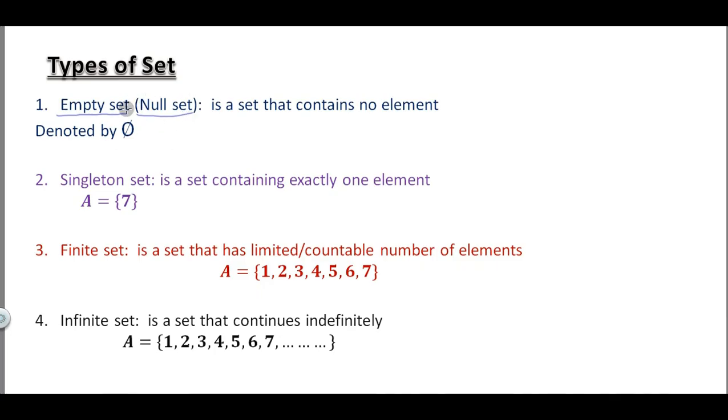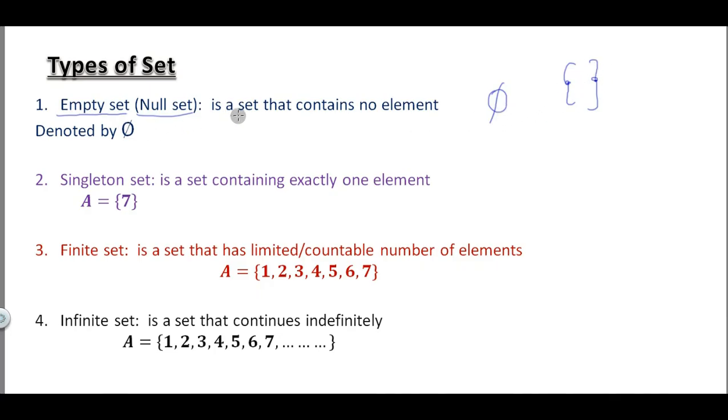So what is an empty set? An empty set is a set that contains no elements. It is denoted by this symbol. If you have a symbol like this, it means it's an empty set. Or you have the curly bracket with no element inside. This is also an empty set.